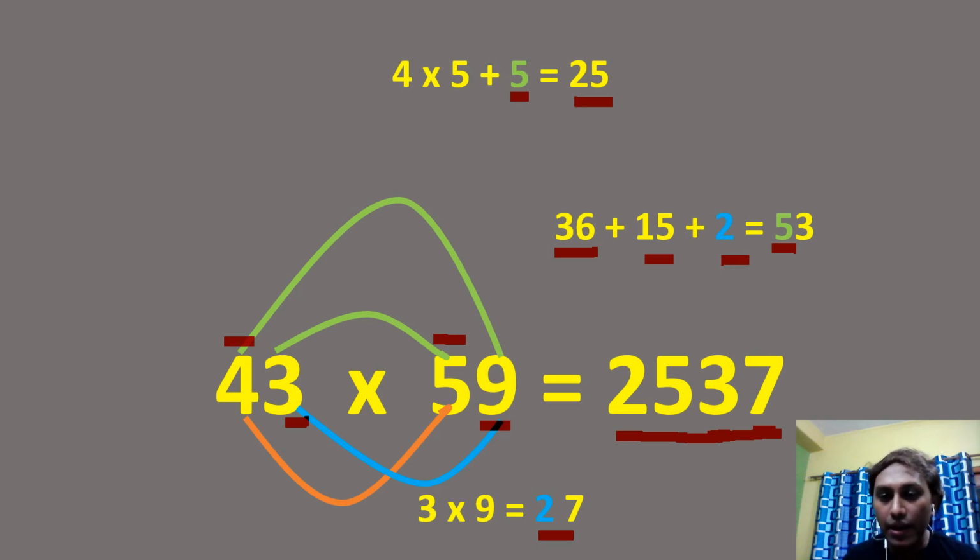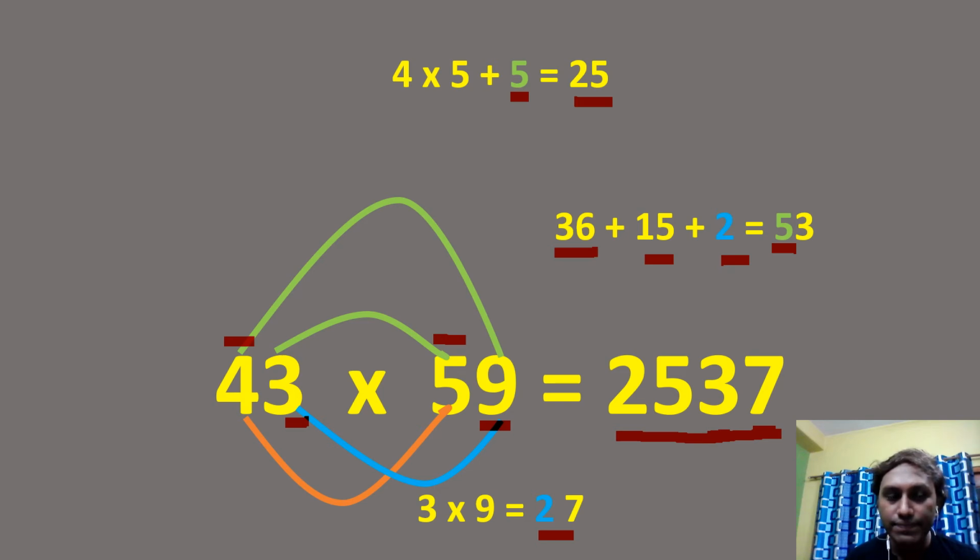But I'm explaining here. When you get used to it, you will be able to multiply these two numbers within 2 seconds. It's as simple as that. Multiply the unit place, 3 into 9, 27, 7, 2 carry. Then 3 into 5, 15. 4 into 9, 36. 36 plus 15, 51, and plus 2 carry from the previous step, 53, 3 here, 5 carry. Multiply the tens place, 4 and 5, 20, 20 plus 5, 25.